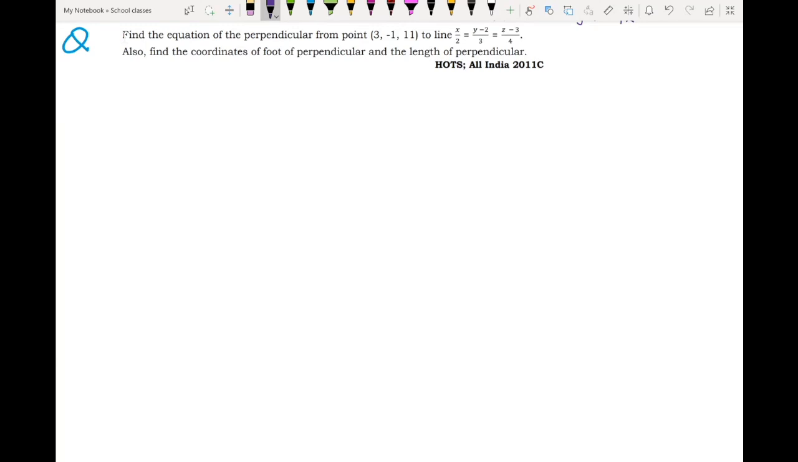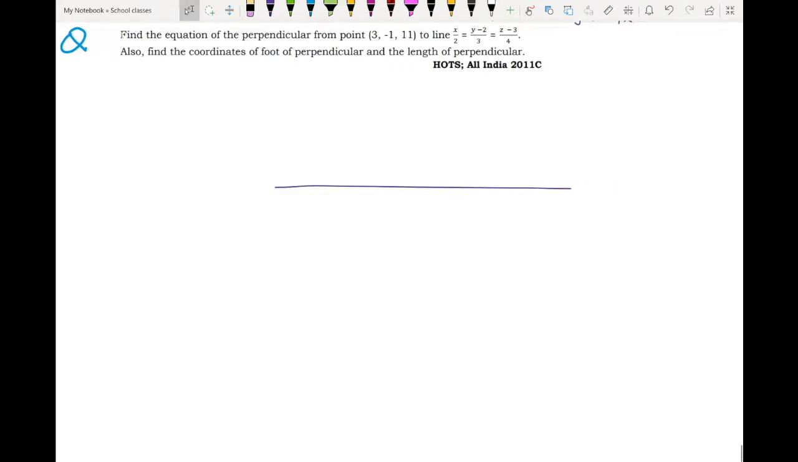See what we can do here. Just draw the figure first. The line is given. This is the line, which is nothing but x by 2 equals y minus 2 by 3 equals z minus 3 by 4. This is the equation of the line. And we have a point. The point is (3, -1, 11). Sorry, not 1, it is 11.